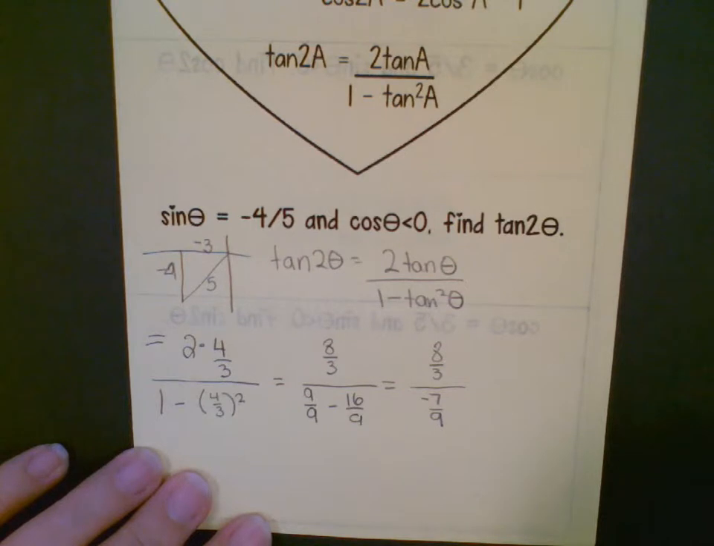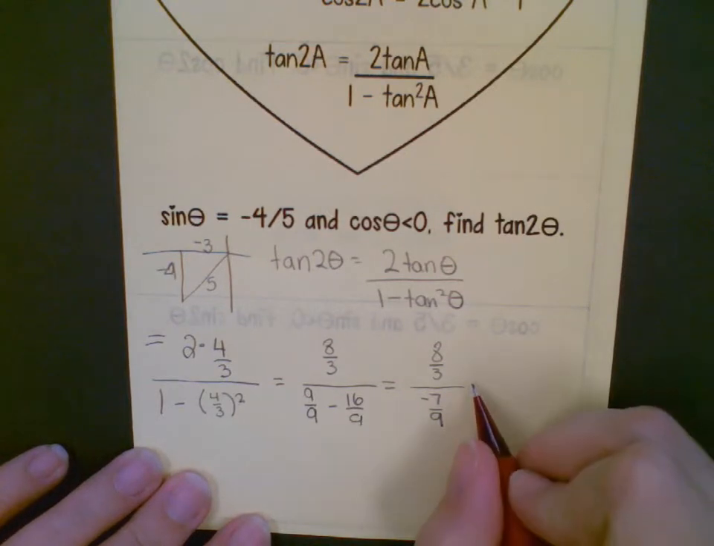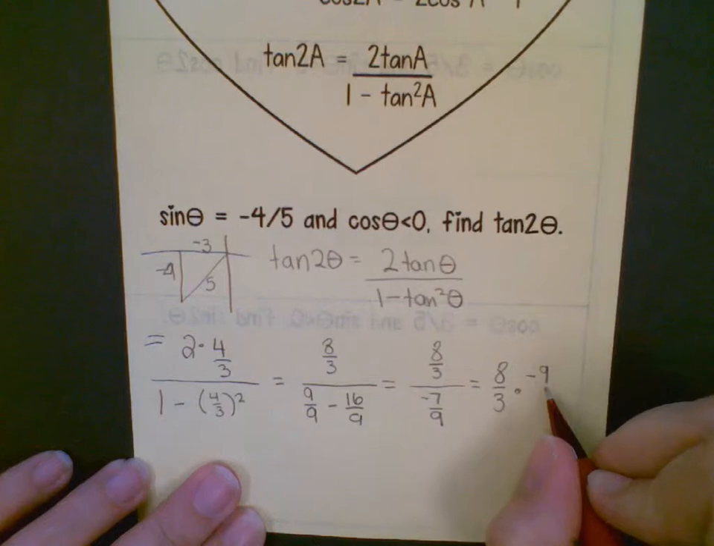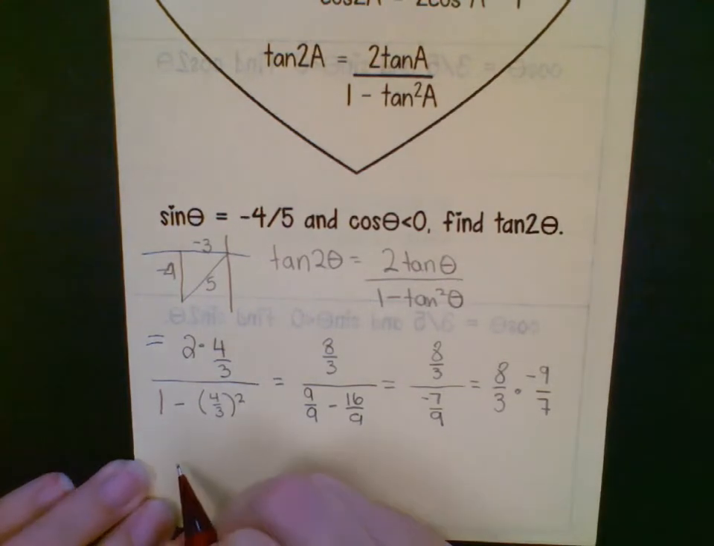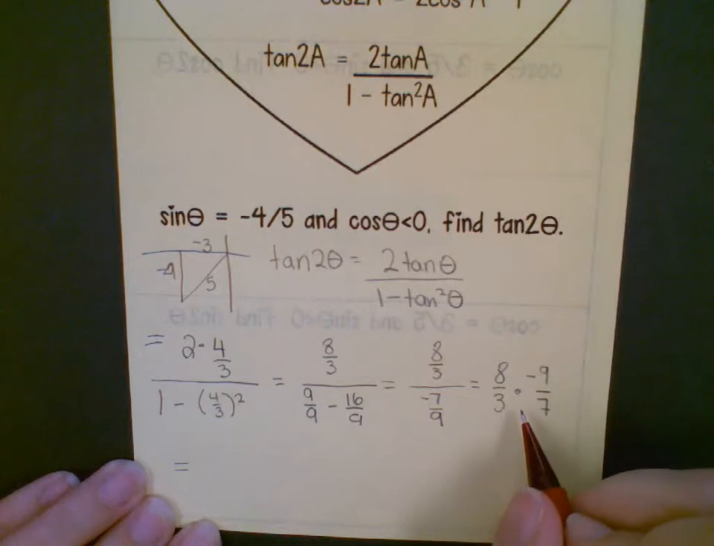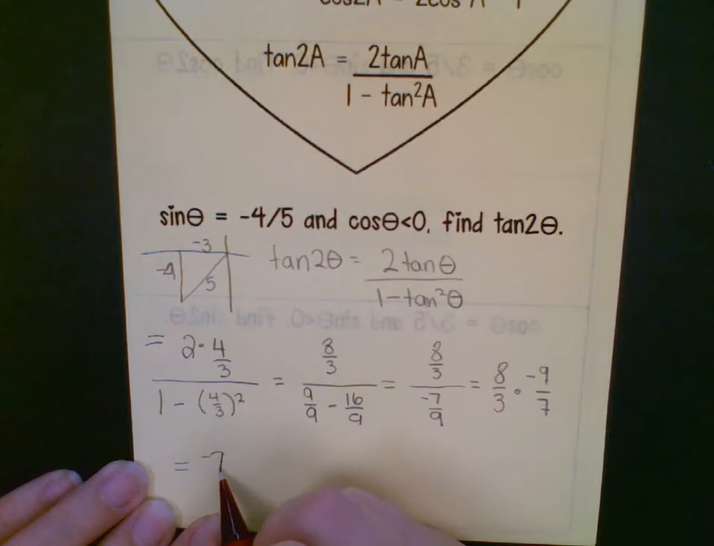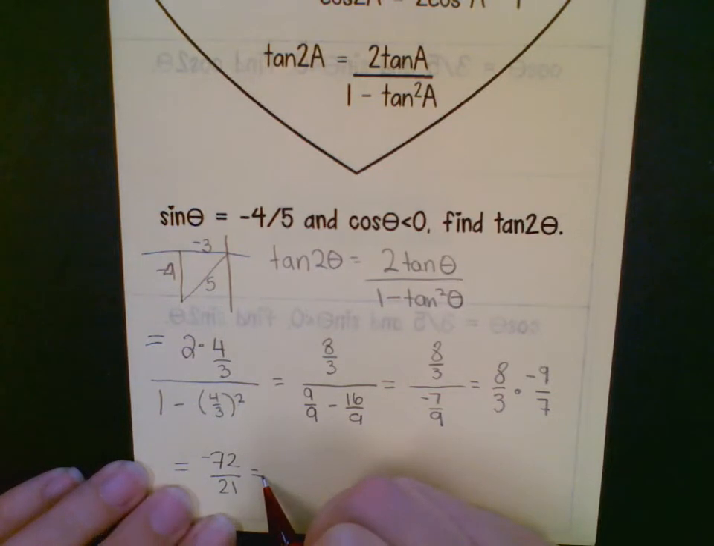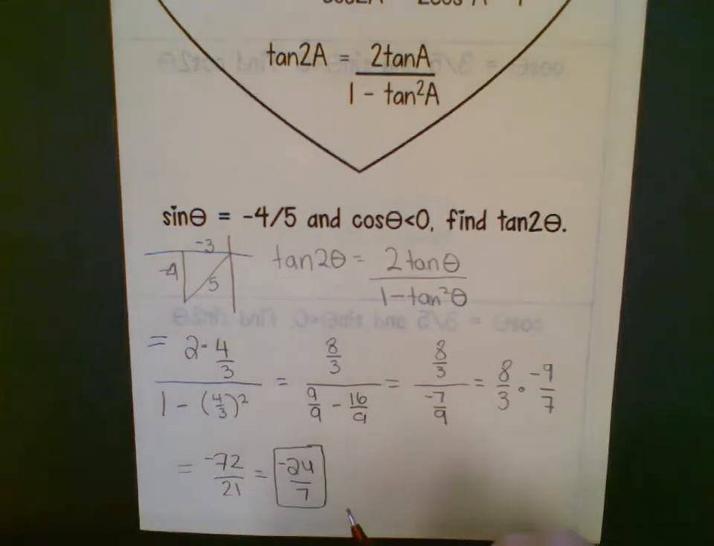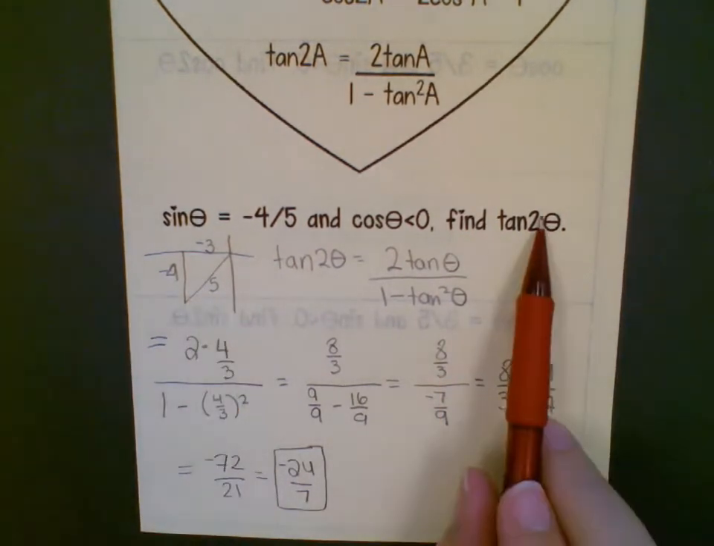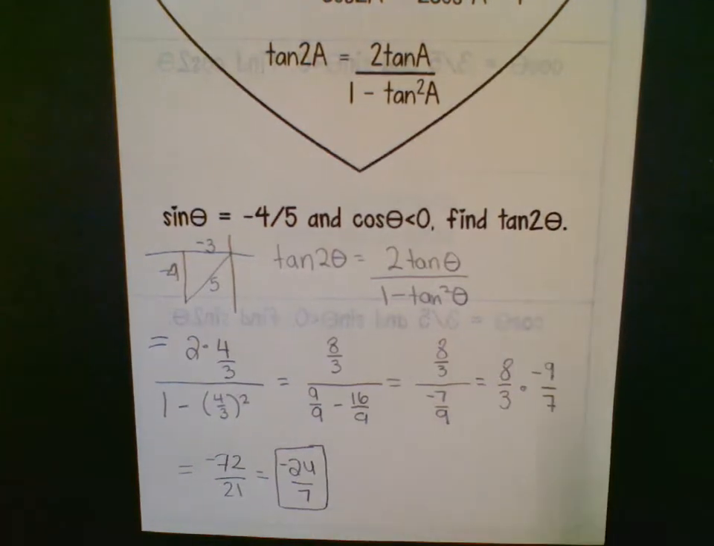Remember, with a fraction in a fraction, we flip and multiply. So this would give us 8/3 times negative 9 over 7. I like to simplify before, to see how many times this can go in, but you don't have to do that. You can multiply straight across. If you do, you'd get negative 72 over 21, and we can reduce that by dividing by 3. So that'd be negative 24 over 7. What this means is that if the tangent is 4/3 in quadrant 3, then for double whatever that theta is, the tangent would be negative 24 over 7.